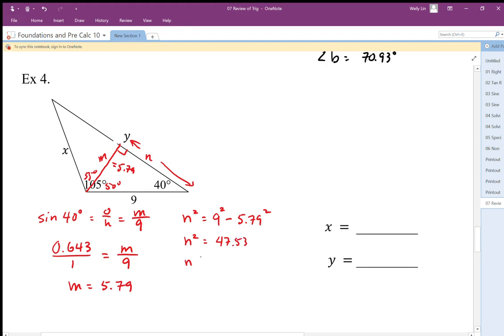okay, so when I square root this, I end up with n is equal to 6.89 about. So about 6.9, but I'm going to keep my two decimals here. So 6.89. So I've now solved the triangle on the right hand side, which I'm just going to highlight in red. And I need to solve this other triangle, which I'll highlight in blue.